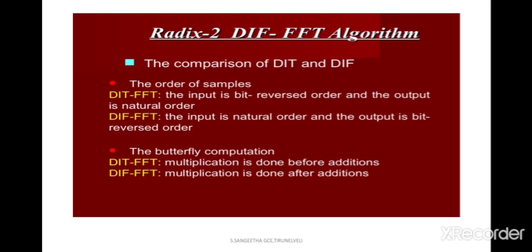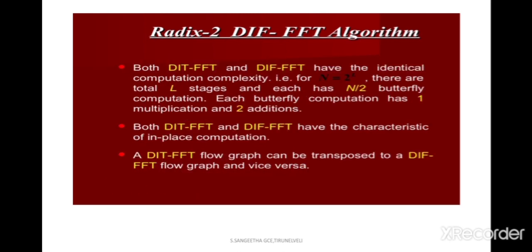Next, for the DIF FFT algorithm, the comparison will be given. The comparison of DIT and DIF is as follows. Order of samples: for the DIT FFT algorithm, the input is in bit reversed order and the output is in natural order. For the DIF FFT algorithm, the input is in natural order and the output is in bit reversed order. For butterfly computation, in DIT FFT multiplication is done before addition, and in DIF FFT multiplication is done after addition.